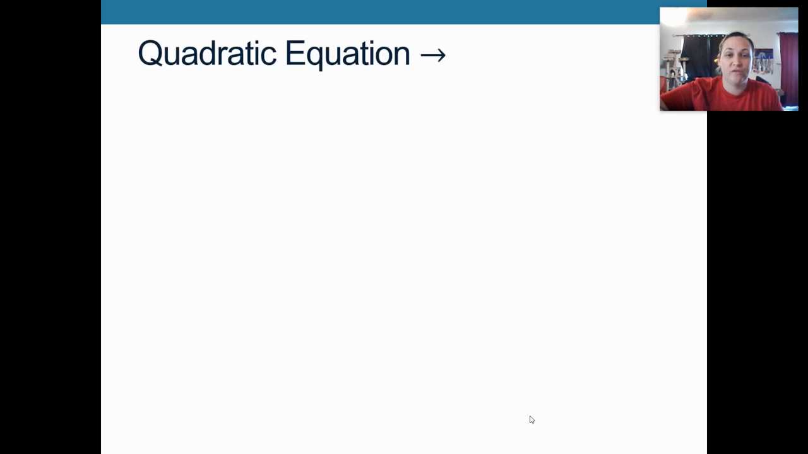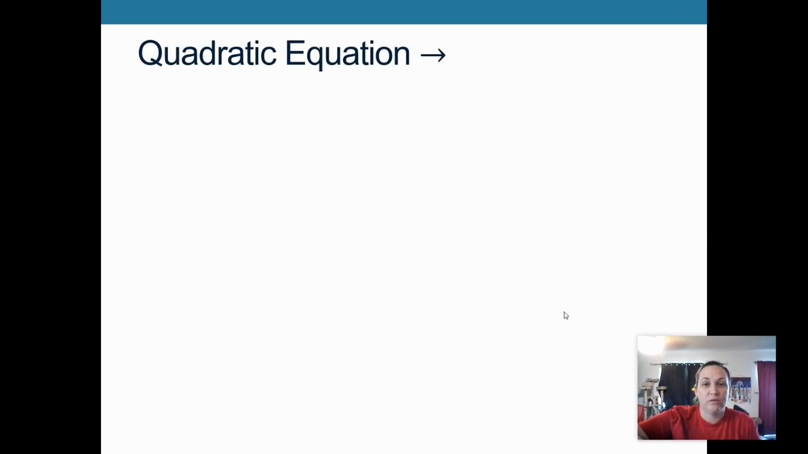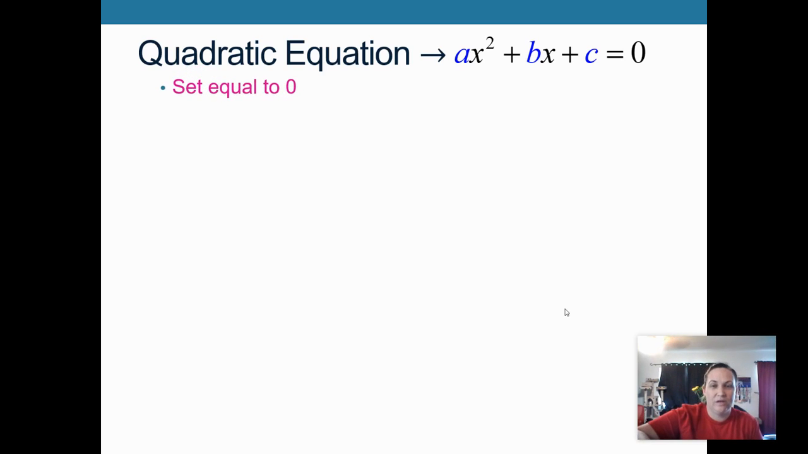Just to quickly review some vocabulary words, a quadratic equation looks like this. It is in what we call standard form, where we have ax squared plus bx plus c, that's in descending order, and the a, the b, and the c are all numbers. And it is an equation, so it has to equal something, and it has to equal 0. That is mandatory. If it equals anything else, it's not in the correct format.